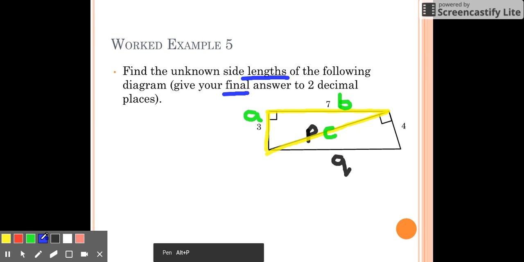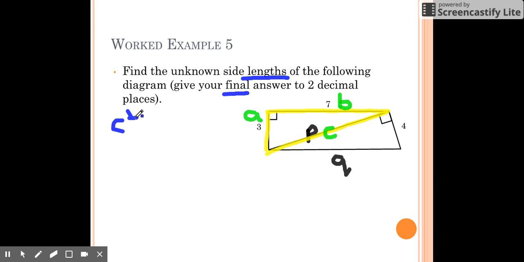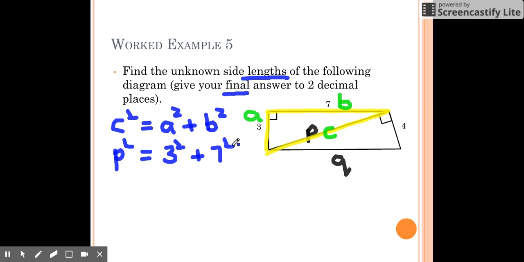So we're getting pretty good at Pythagoras by now, so let's start off. We'll write our formula. C squared equals A squared plus B squared. Then substitute in from the diagram. I'll replace C with P. I'll replace A with 3. And I'll replace the B with the 7. Do it in my head or on my calculator. I will get P squared is equal to 3 squared is 9, plus 7 squared is 49. So 9 plus 49 is equal to 58.